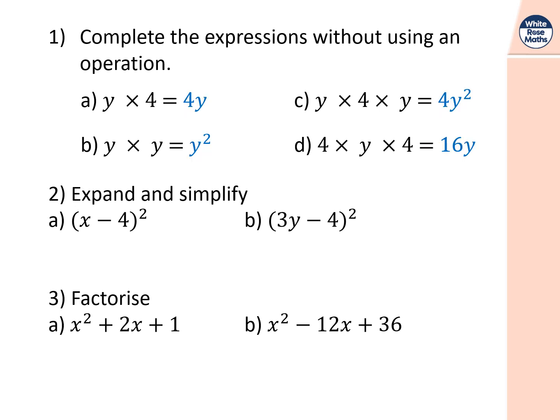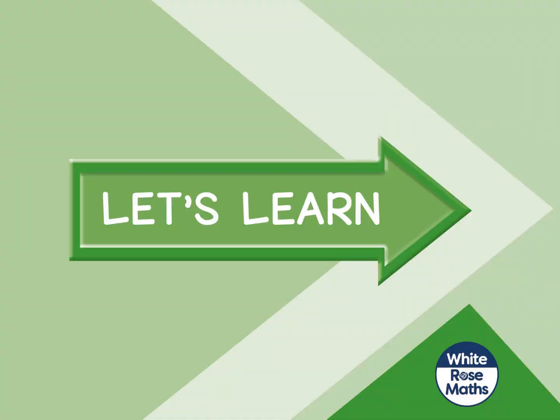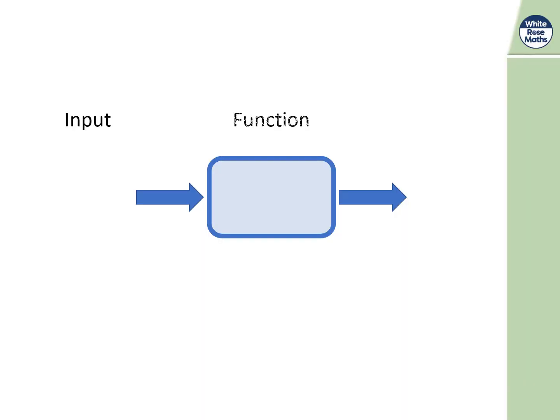Here we go. So let's learn. White Rose Maths. We've got a function machine, we've got an input, we've got a function, and we've got an output. The function here is it adds 10 each time. So if the input is 3 plus 10, the output will be 13. So the function is adding 10. So the output, what is turned out from the other side of the function machine, is positive 13.